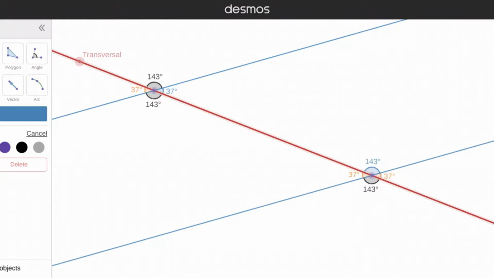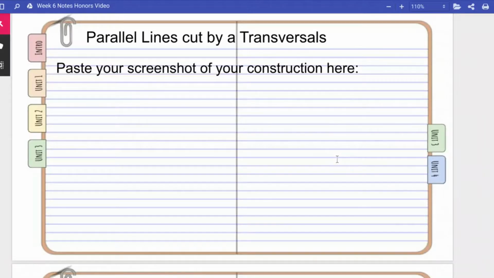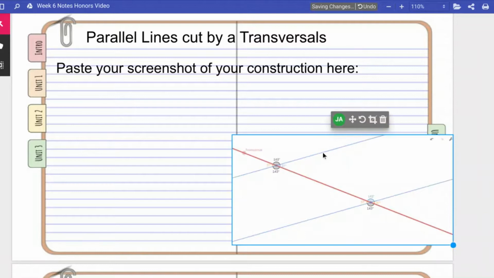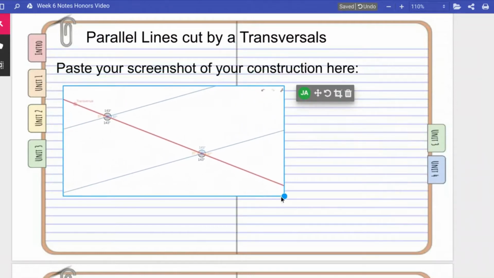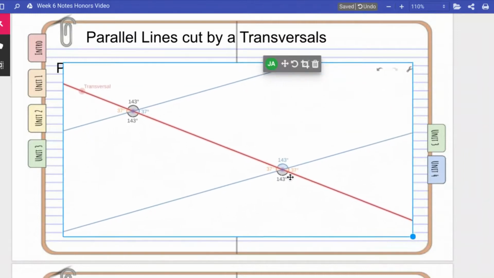Let's take a screenshot of this. Copy to clipboard. Let's paste our picture here, Control V. You can make it as big or as small as you want.